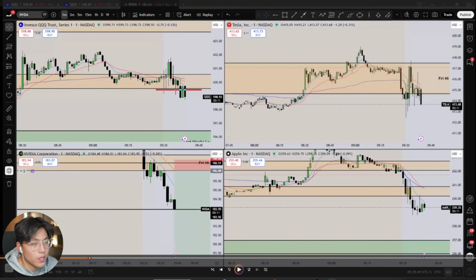So as you can see right there, Qs nice rejection so far off our previous day lows. Nvidia, super solid rejection off our previous day lows down in towards our first major take profit, which is that 184.